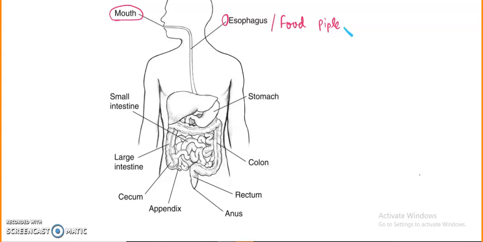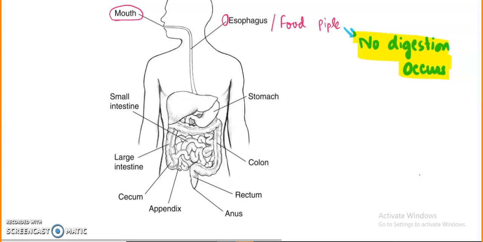Now, this is one place of the digestive system where actually no digestion occurs. This is a very important MCQ question for your exam. Name one part of the alimentary canal where no digestion occurs. So, the answer is esophagus. So, we have seen first the mouth, then the esophagus, then comes the stomach.